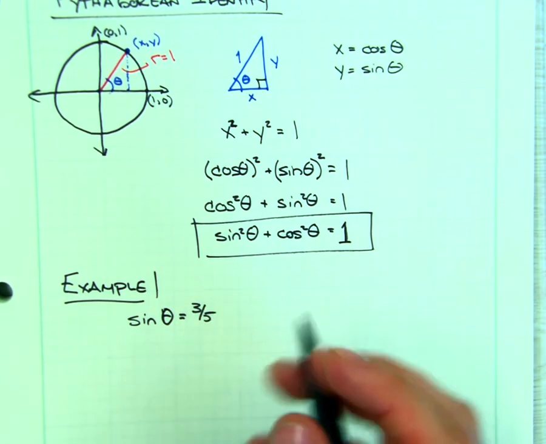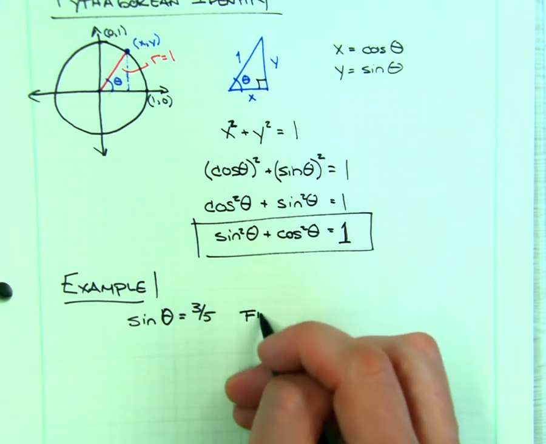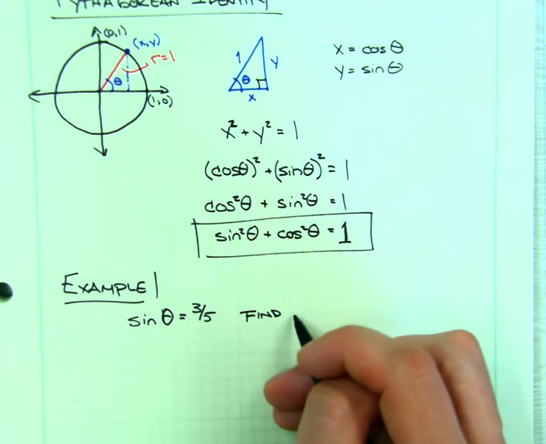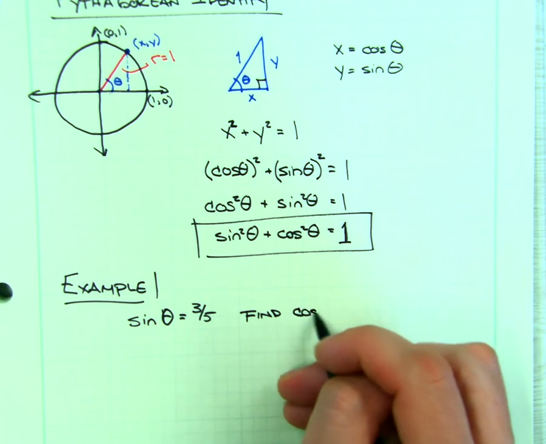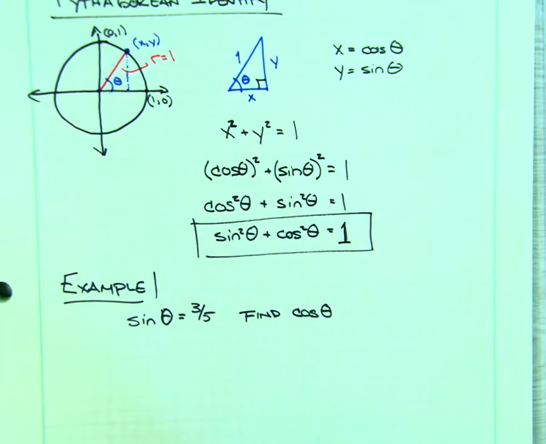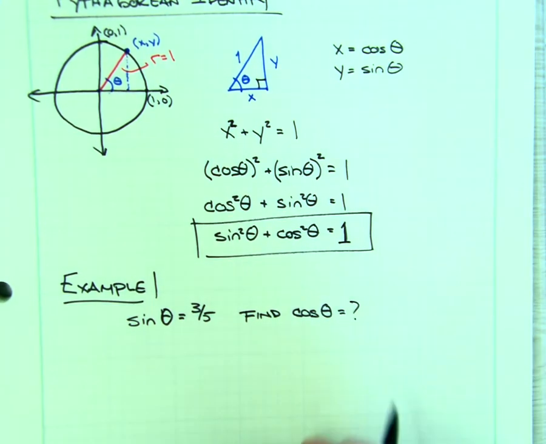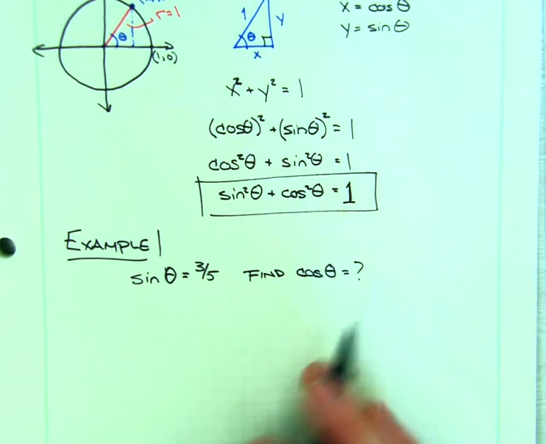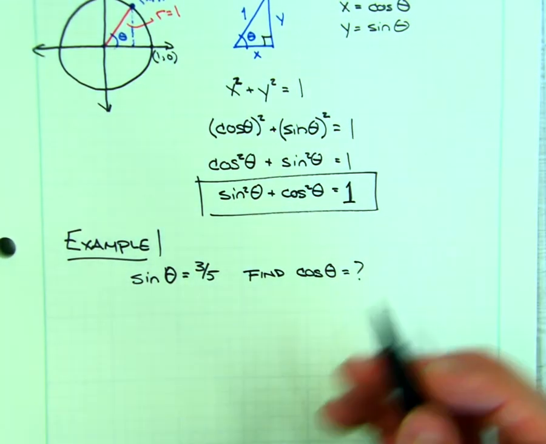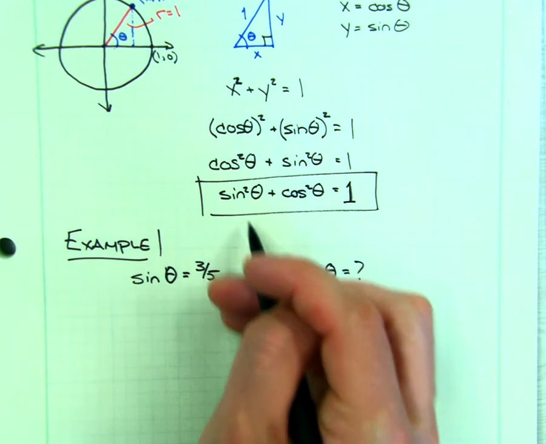And I want you to find the value of... you're told to find the cosine of theta. That's it. That's all the information you're given. Right? So cosine of theta is equal to what? So that's totally fine. I've got this equation. I know that sine squared plus cosine squared is going to be equal to 1. So I can just plug things in.